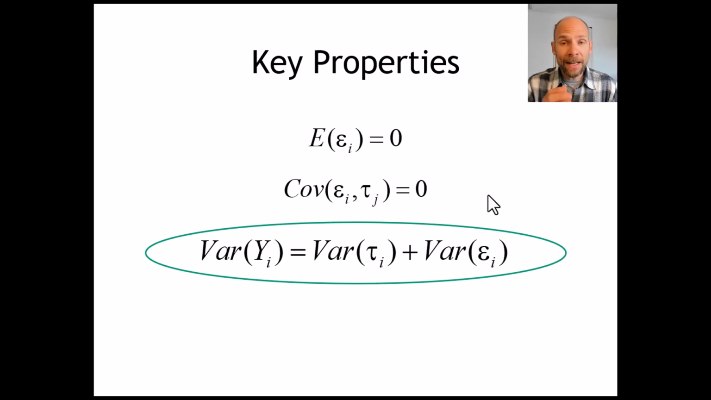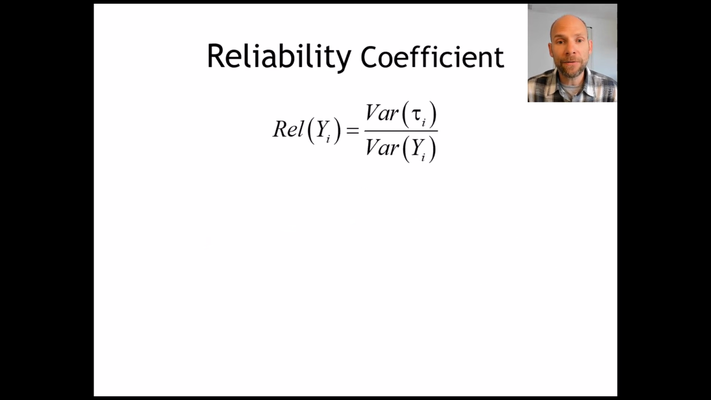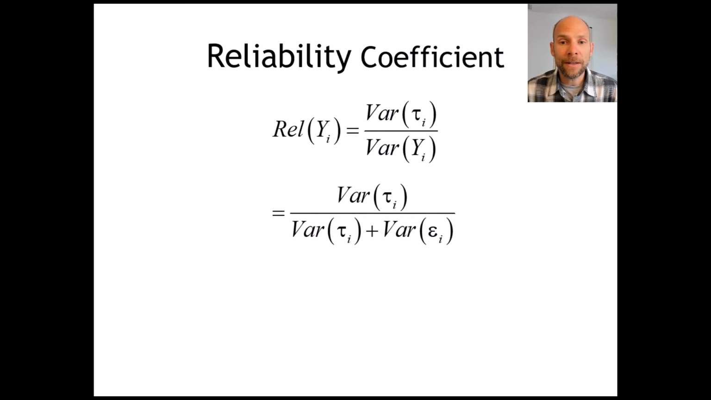And that then allows us to define a key measure in classical test theory, which is the reliability coefficient. The reliability coefficient is defined as a variance ratio: variance in the true scores divided by variance in the observed scores for a given test i, where the variance in the observed scores, as we saw on the previous slide, is equal to the sum of variance tau plus variance epsilon.